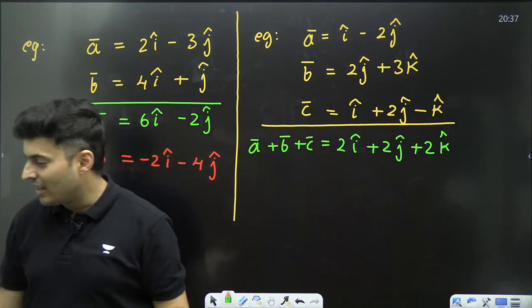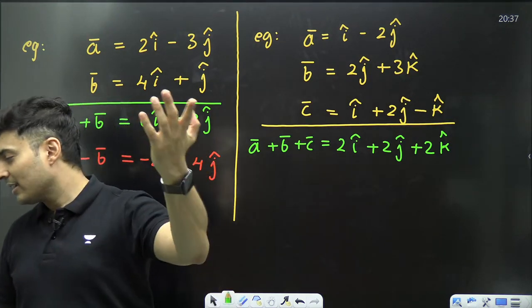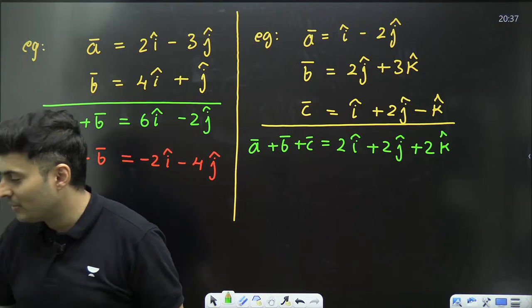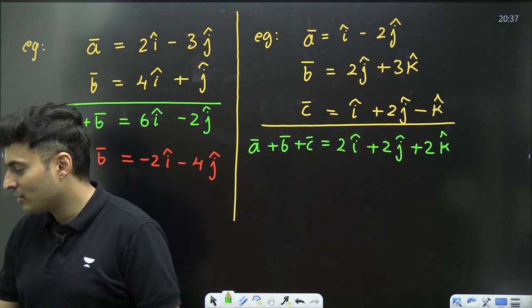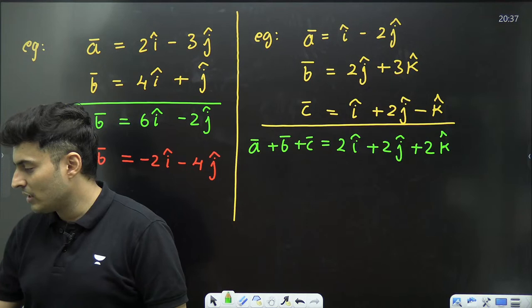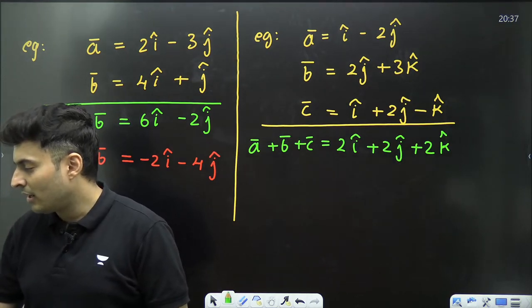2i, 2j, 2k. Such a nice thing to say. I hope somebody listens and makes it like a song. You know, these days the songs are also like this only. All ABAB rhyme scheme or AA rhyme scheme.